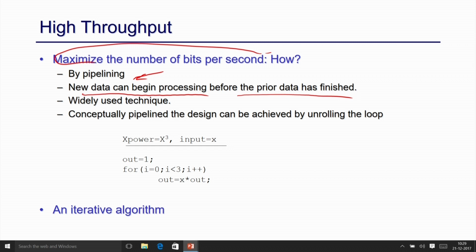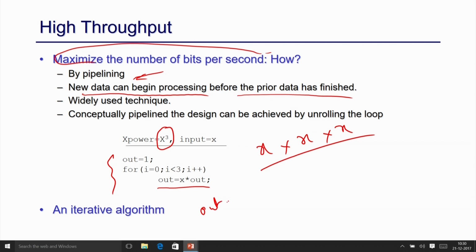So, let us take an example. Suppose you want to calculate x to the power 3, right. Your input is x, and you want to calculate x cube, x into x into x. You can write an iterative algorithm like this in C: for i equal to 0, i less than 3, i plus plus, out equal to x into out. It will calculate x, x square and x cube. After 3 iterations, you will get out equal to x cube, right.